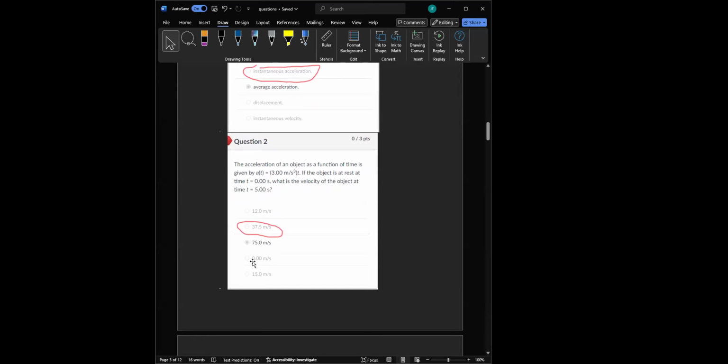And this one, it took me like 4 or 5 tries before I finally got what I believe is the right answer. But I also wanted to see just how you would work this out as opposed to how I did it. Gotcha. Says the acceleration of an object as a function of time is given by 3t.